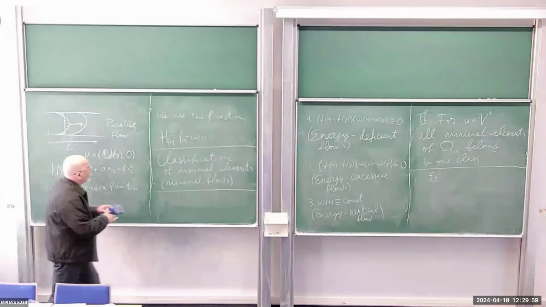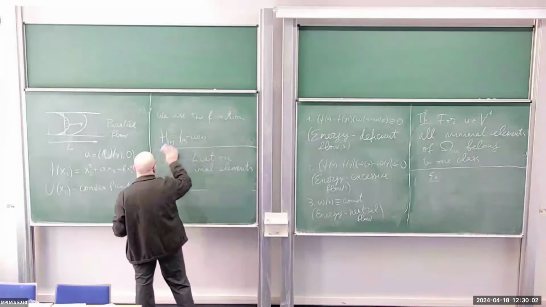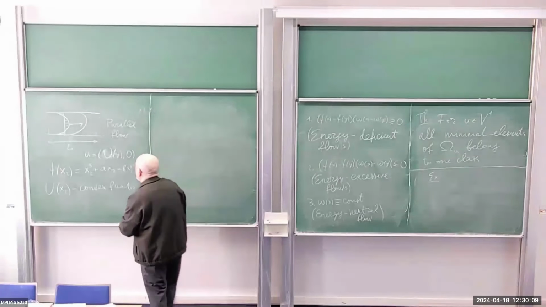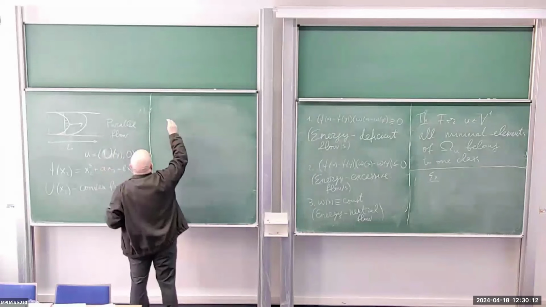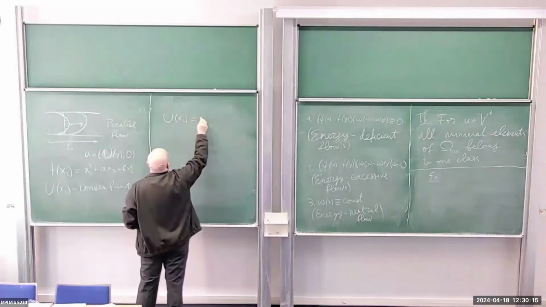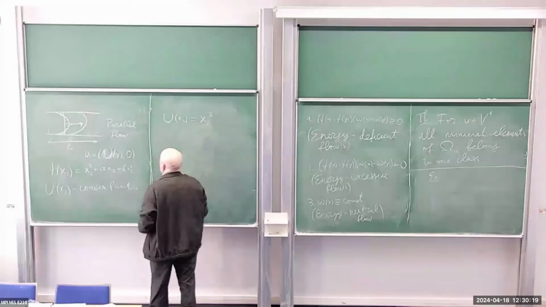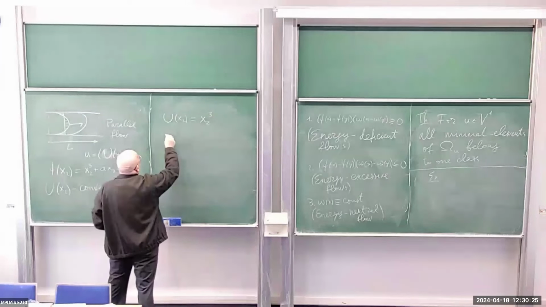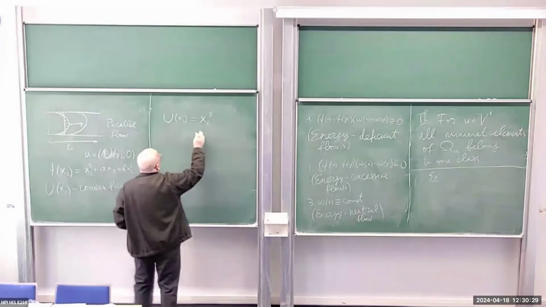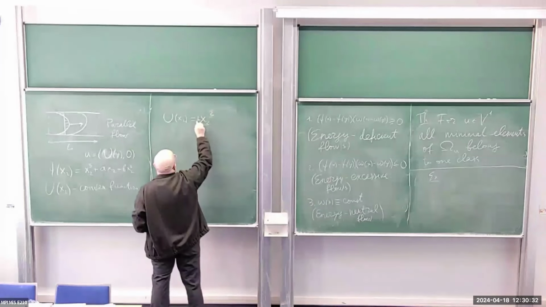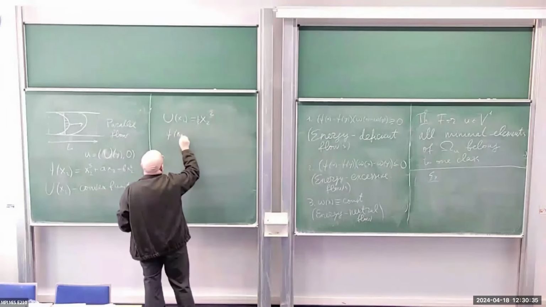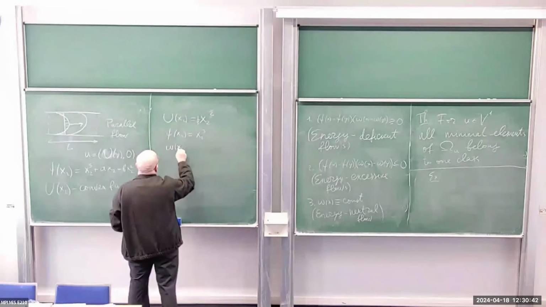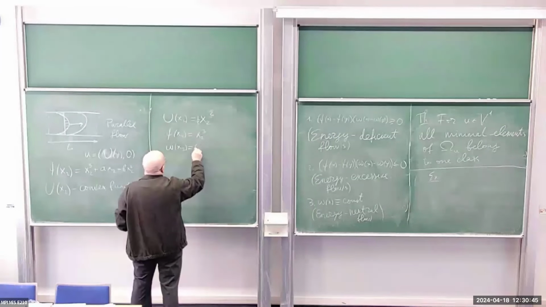Let us consider the case a, b equals 0 to be sure. u of x2 equals x2 squared. Then psi of x2 equals x2 cubed over 3, and omega of x2 equals 6 x2.